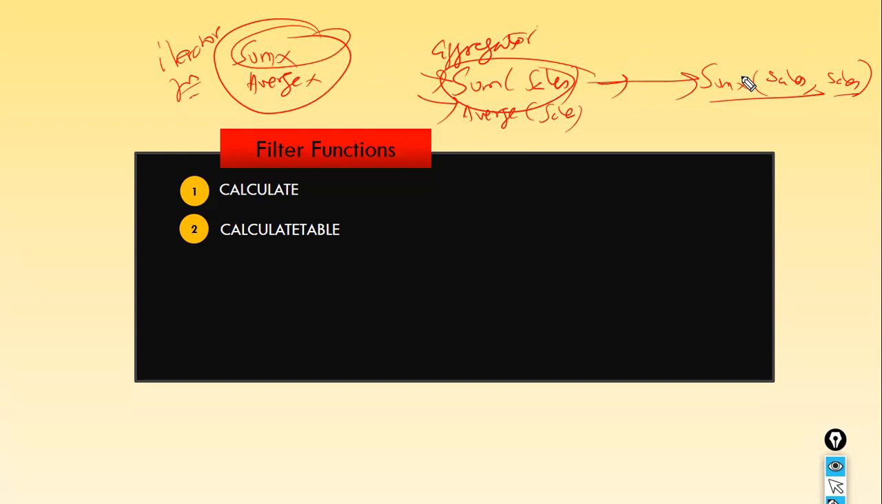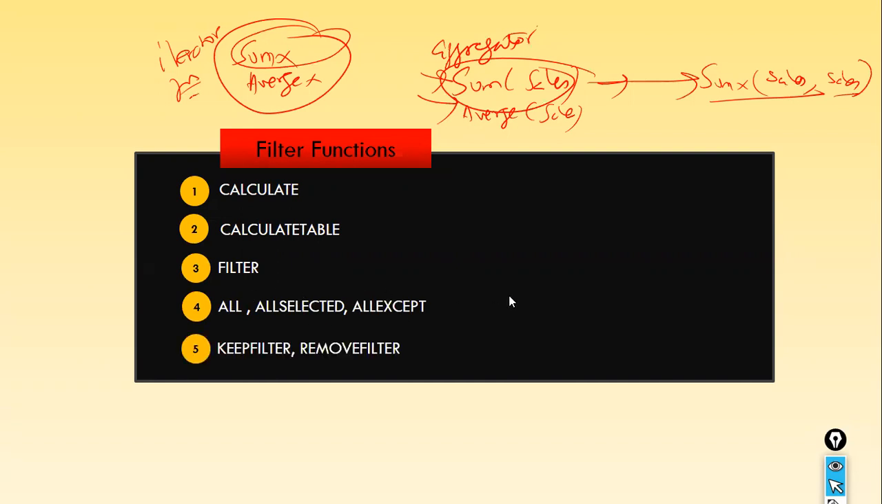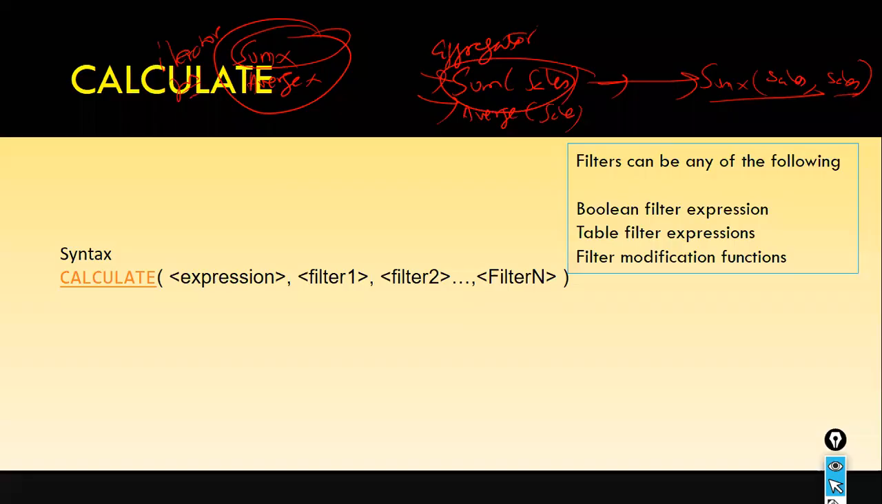This is what I said. So what are the different types of filter functions? The CALCULATE function, CALCULATETABLE is also a filter function. FILTER is also a filter function. Apart from this, we can use ALLSELECTED, ALLEXCEPT. These are the filter related functions. In addition to that, we have KEEPFILTERS, REMOVEFILTERS, UNSELECTEDVALUE. All these fall under the filter functions category.